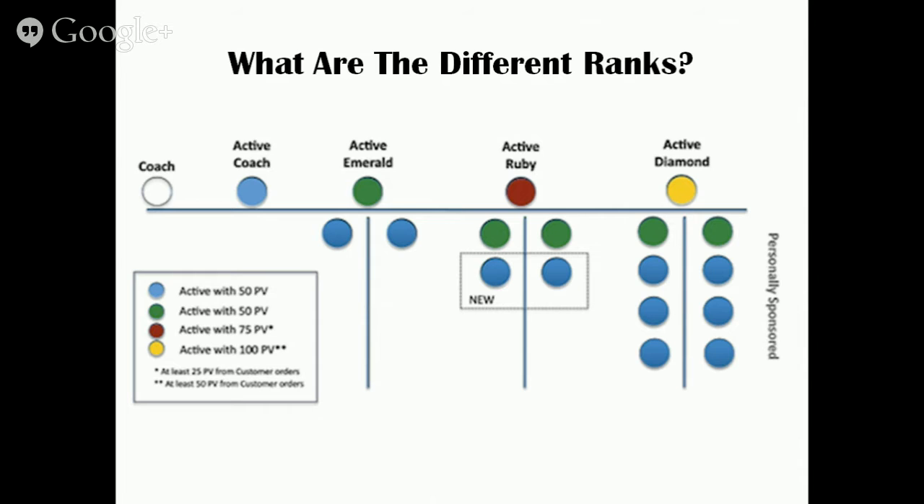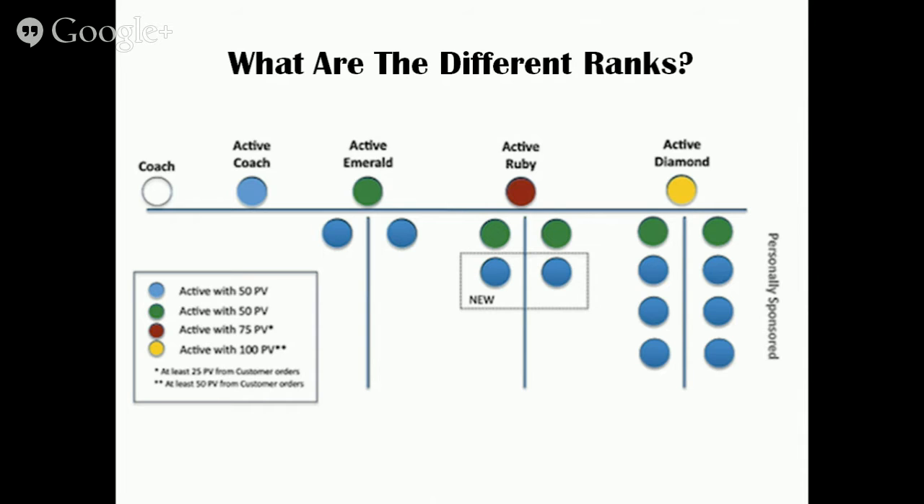What Ruby is, is 2 Emeralds underneath you. So that's 1 coach on your left, 1 coach on your right, who also have 2 of their own personally sponsored coaches on each of their legs, which makes them Emerald. And then 1 more coach on your left and 1 more coach on your right, who are just active coaches. They can just be discount coaches or just starting out coaches, and that will make you Ruby.